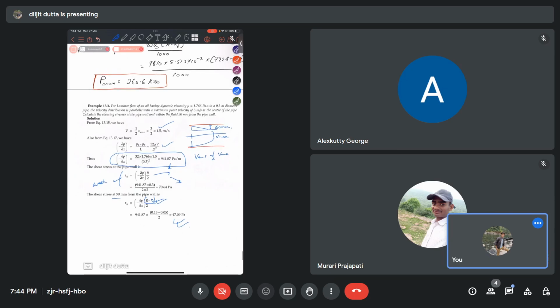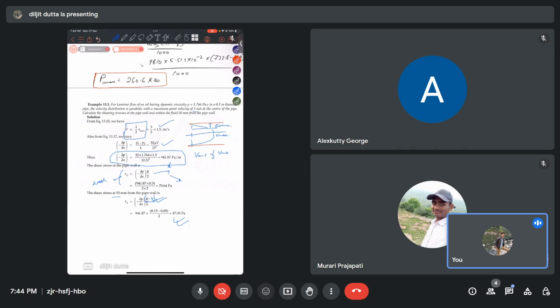Yeah, this is the last question. So this is the formula for average velocity, that is half of V max. V max is 3 meter per second. So the average velocity we get as 1.5 meter per second. Now the pressure gradient is equal to 32 into mu V by D square. D we have 0.3, mu also we have 1.76, and V is the average velocity, so we got it from here. So we substitute in this equation and we get del P by del X. This is 941.87. Now if we get the wall shear stress tau naught, minus del P by del X into R by 2, R is the radius for a circular pipe. So if you substitute, we will get tau naught is equal to 70.64.